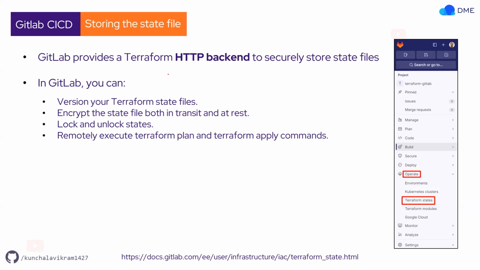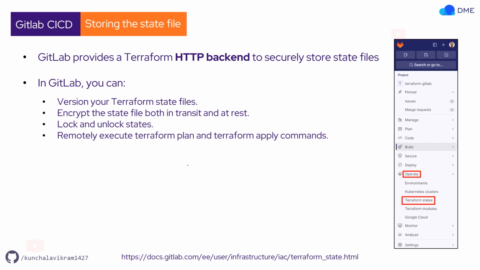GitLab provides an HTTP backend. This is the remote backend. Using this, you can version control your state files, encrypt your state file, and lock and unlock it. We had seen this in Terraform Cloud, right? There you can click on the unlock button or lock button. The same thing is there. So how do you define this HTTP backend for GitLab? We will see in the practicals.